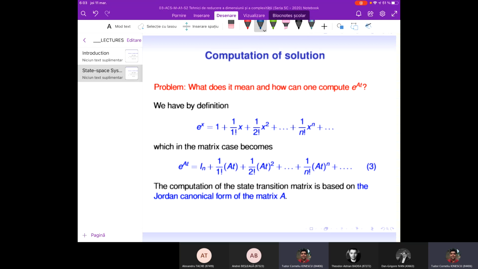The computation of this matrix is essentially based on the so-called Jordan canonical form of the matrix A. Do you people remember what the Jordan canonical form of a matrix is? Because both economists and engineers should know about this. Something like block diagonal matrices, where each block belongs to an eigenvalue of a certain multiplicity.